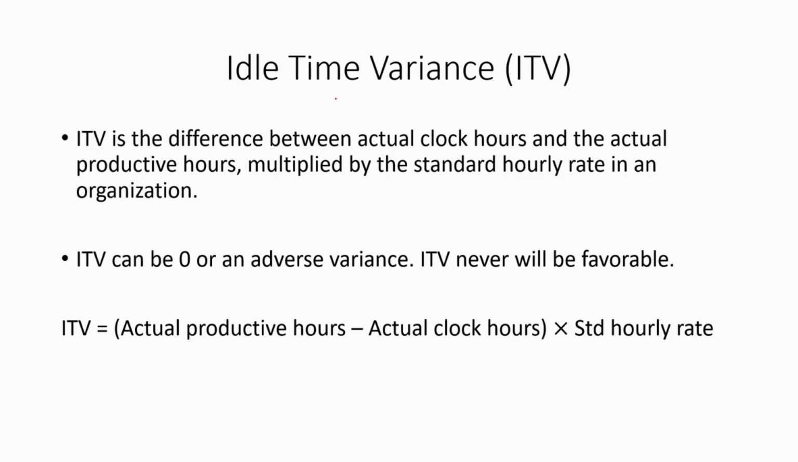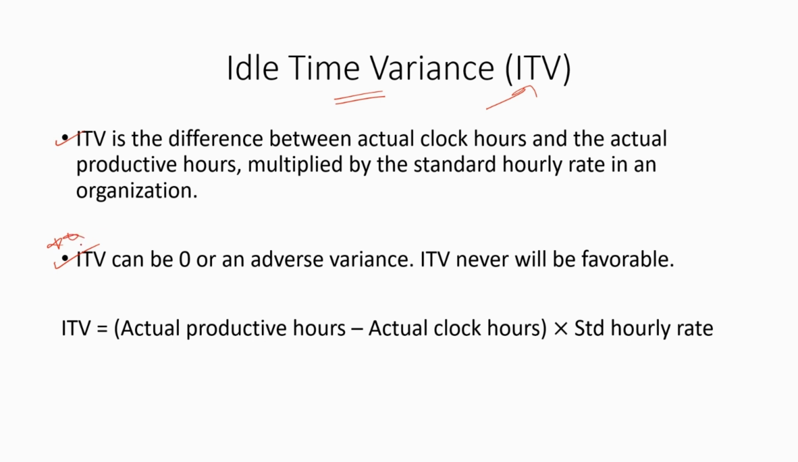Now that we know what idle time is, let's discuss the idle time variance. This is denoted by ITV. Idle time variance is the difference between actual clock hours and the actual productive hours multiplied by the standard hourly rate in an organization. Idle time variance can be zero or an adverse variance. Idle time variance can never be favorable.